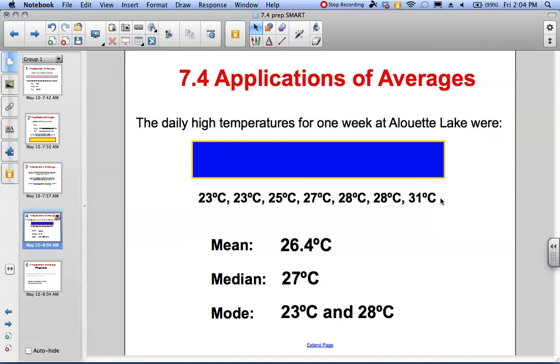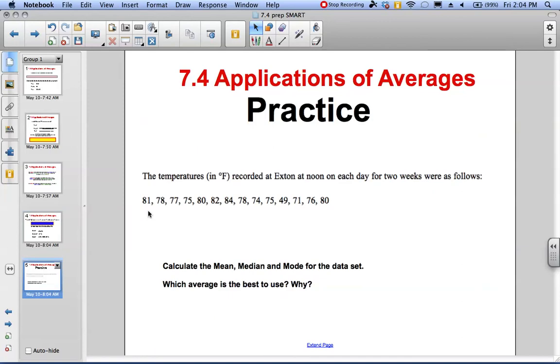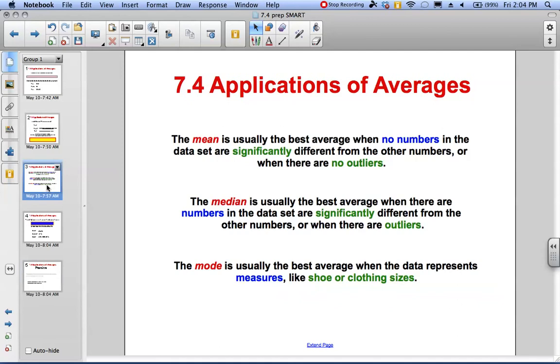So your practice question: the temperature in Fahrenheit is recorded at Exton at noon on each day for 2 weeks, and they were as follows. There's your 14, 7 days in a week, 2 weeks, 14 temperatures. Calculate the mean, median, and mode for the data set, and then tell me which average is the best to use and why. You can rewind the video back to this section if you need help figuring out the last part.